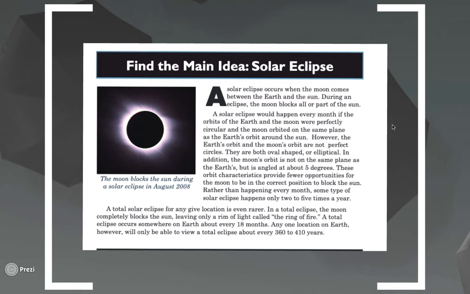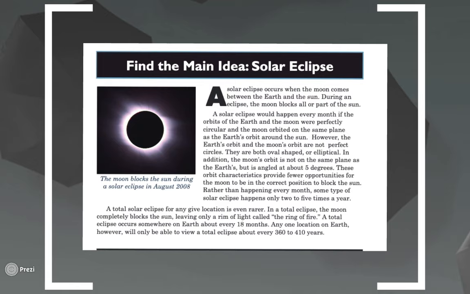A solar eclipse occurs when the moon comes between the Earth and the sun. During an eclipse, the moon blocks all or part of the sun. Okay, so before we continue reading the remaining two paragraphs, let's preview our text and make predictions and identify important elements. So I read the very first couple sentences as a preview. I have the title is Find the Main Idea, Solar Eclipse. So obviously it's a lesson looking for the main idea, but it also tells us that the topic is solar eclipse. So I know before I even start reading that the article is about solar eclipse.